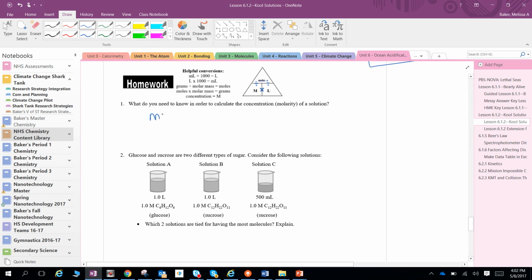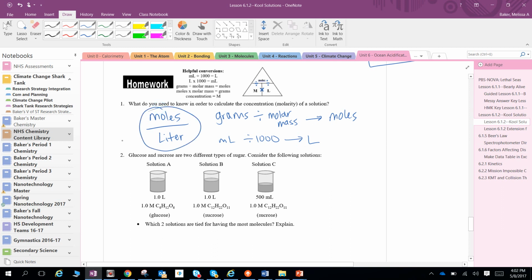Well, concentration is the number of moles per liter. So you need to know those two things, but sometimes it can seem like you don't have everything that you need. You might have grams, which you need to divide by the molar mass in order to calculate the moles. Sometimes you're given milliliters, which you need to divide by 1,000 in order to get it into liters to use. But ultimately you need moles per liter.